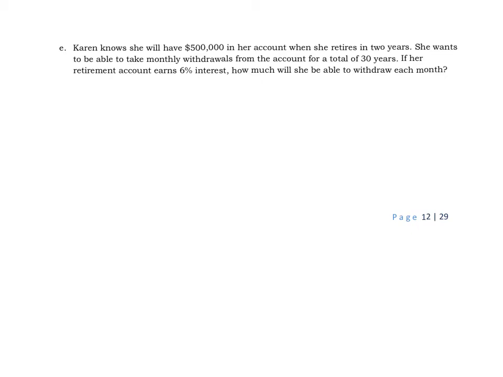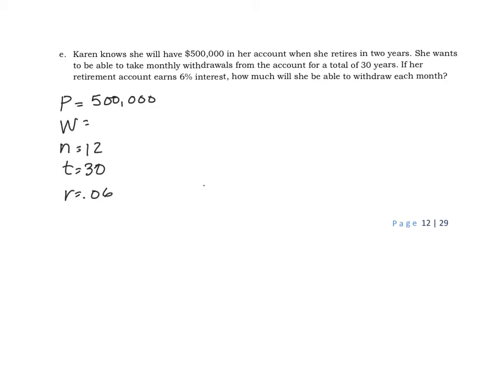So again, this is a payout annuity because the money is in the account and she's taking regular withdrawals. So I will pause and just write down the pertinent information first. Okay, so again, in this case, we're looking for the withdrawal amount. And she wants to be paid monthly, so that's why our N is 12 for 30 years. I feel like the rest is self-explanatory.